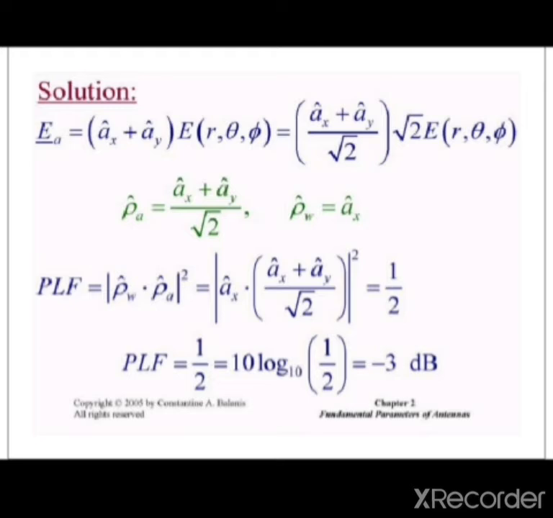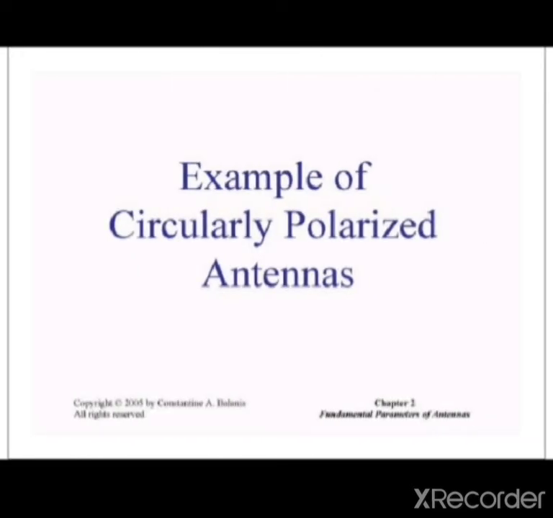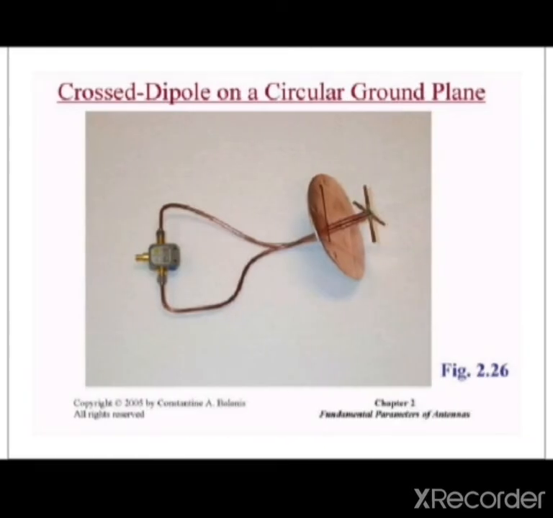So therefore the PLF is equal to rho w into rho a whole square. So therefore Ax dot Ax plus Ay by root 2, whole square. We already know the dot products: Ax dot Ax equals 1, Ax dot Ay equals 0. So therefore 1 by root 2 whole square is equivalent to 1 by 2. Then the PLF is equal to half, which in decibels, 10 log base 10 of that, is equal to minus 3 dB. And now, example circular polarized antennas: this is a crossed dipole and a circular ground plane antenna.